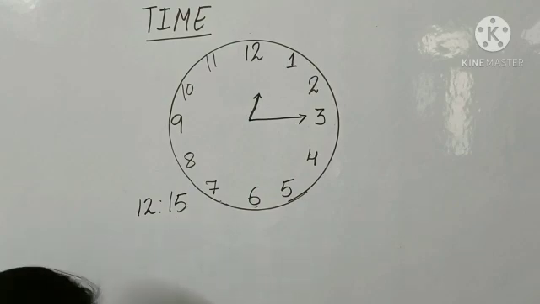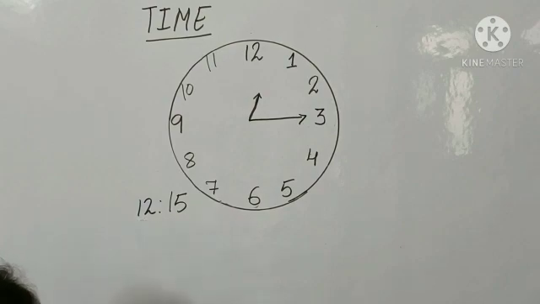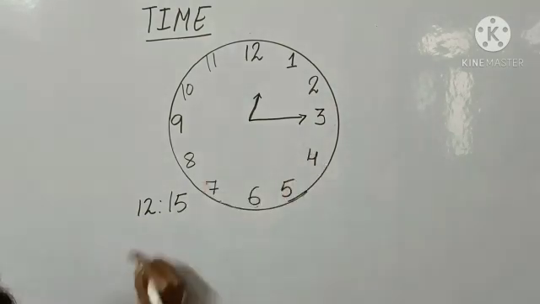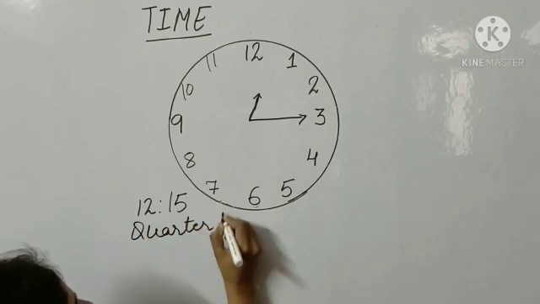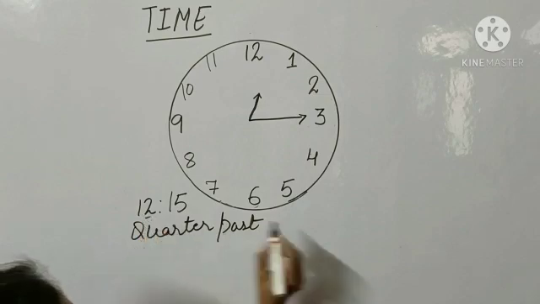Now I can write this time, of course, in the same way, as 15 minutes past 12. That is also correct, that is not wrong. But here I am explaining a different way to write this time. How can I write this time? Quarter past. Quarter past what? 12 only.